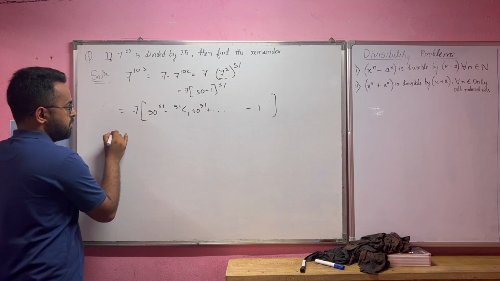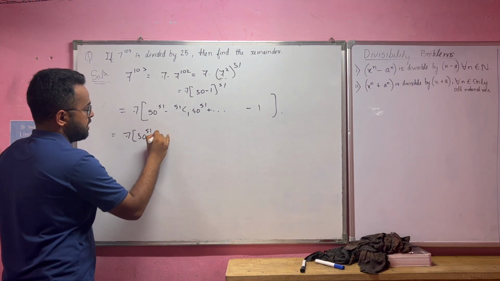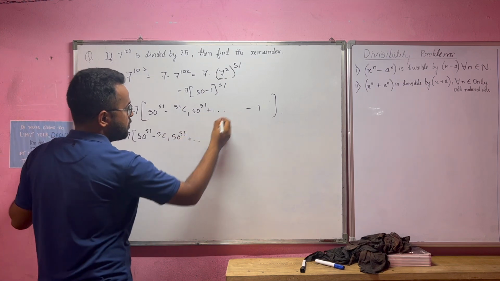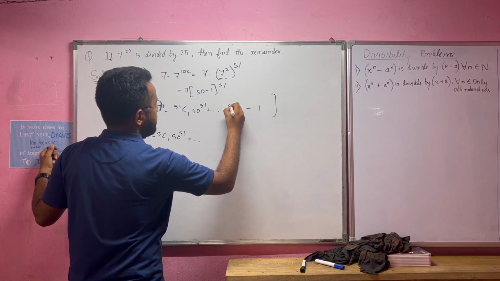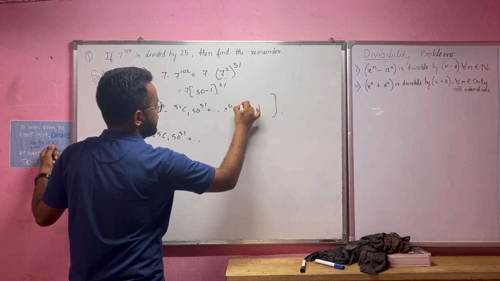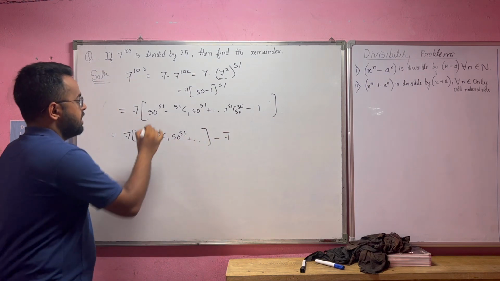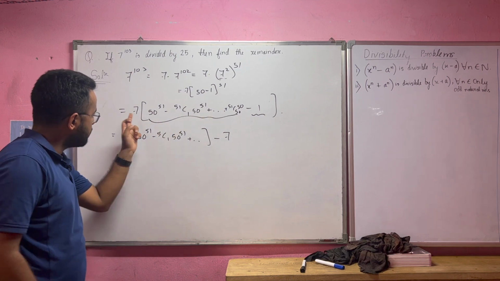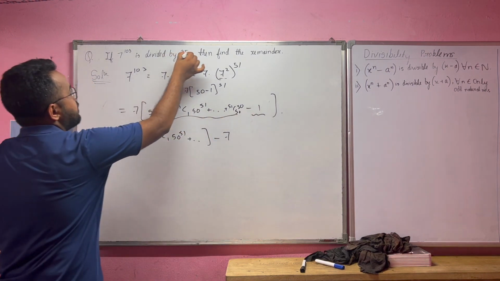Now what you do is 7 into 50 51 minus 50 c1 50 p1 up to last term. What is the last term here? 51 c50 into 50, right? So this is minus 7. So this term is one and this term is another. So इसको मैंने यहाँ रखा और इसको 7 से मल्टीप्लाई कर दिया. I took it outside. Now I want to divide it by 25.